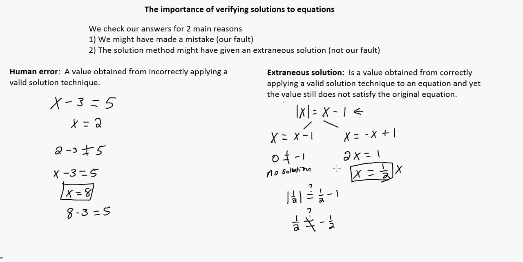In a later video, I'm going to introduce another way of solving absolute value equations. And the method I'm going to give you will not arrive at an extraneous solution for this equation. It's much less susceptible to extraneous solutions than the technique I'm giving you right now. But we're just not ready for that technique yet. That'll have to be for another video.